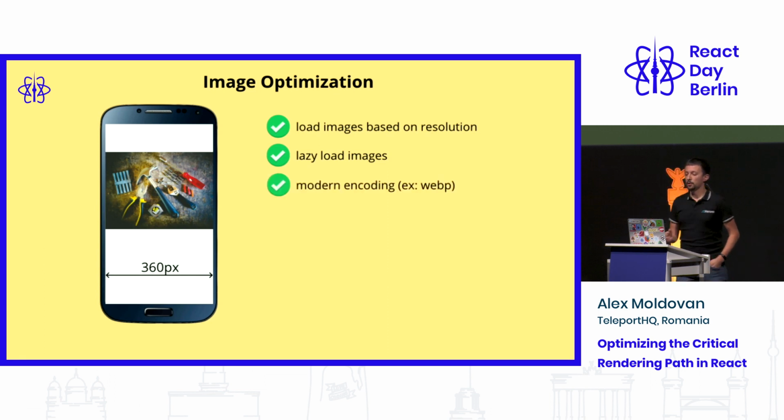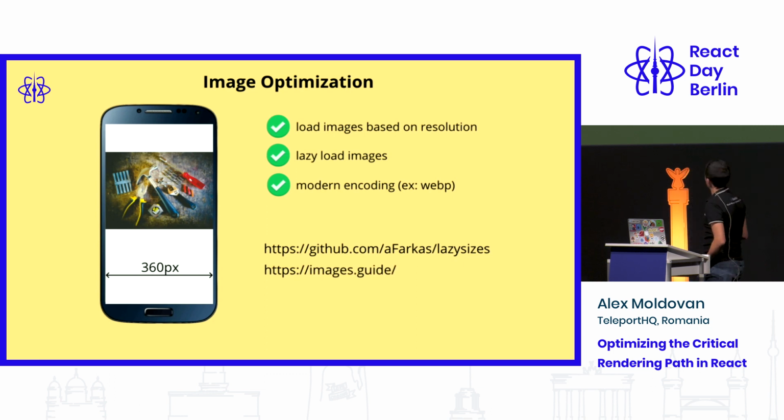And you can also use modern encodings. The problem with modern encodings is that although they cut in half the size of images, they are not well supported across browsers. Chrome supports WebP and Firefox supports MozJPEG, but you have the picture element, which allows you to specify different sources for your images. It's similar to the video element. So with the picture element, you can specify multiple sources and the browser will just take whatever it can support.